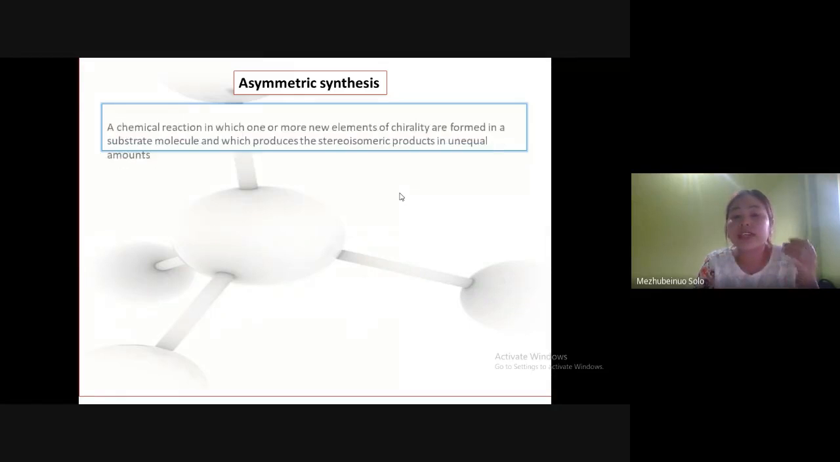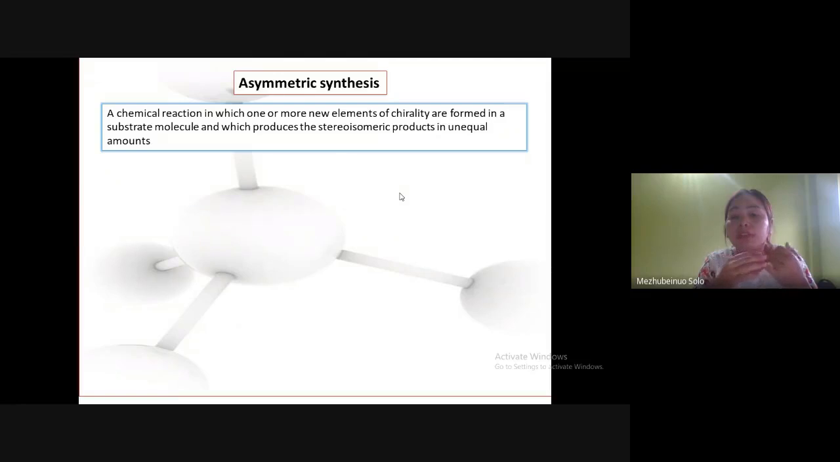So now coming to asymmetric synthesis. It is clear from the word itself that we are going to generate a molecule which is not symmetric in nature. That means we are going to generate a chiral molecule. It is a chemical reaction in which one or more new elements of chirality are formed in a substrate molecule, which produces the stereoisomeric products, that is, enantiomers and diastereomers, in unequal amounts. So simply, we can say that asymmetric synthesis is a type of reaction which produces chiral molecules in unequal amounts. These asymmetric syntheses are often known as enantioselective reactions.